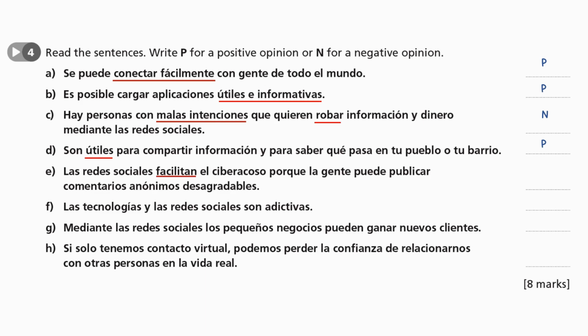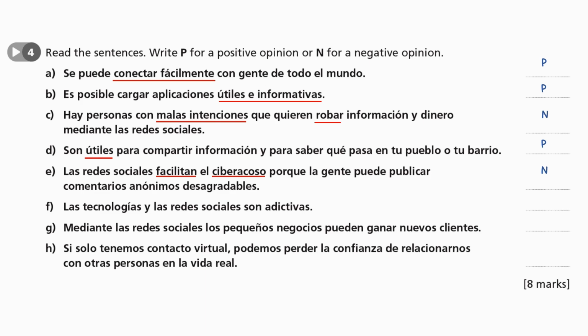In E, we have the word facilitar, which means to facilitate or to encourage. Now we might be thinking, well, that's a good thing. It can encourage lots of positive things. However, we need to be careful because it's followed by the word cyberacoso, which actually means cyberbullying. So it means that social media encourages cyberbullying. So that sentence is negative. So we just need to be careful and not necessarily decide straight away. Just make sure that we read all the detail.